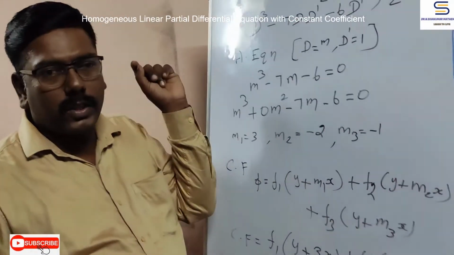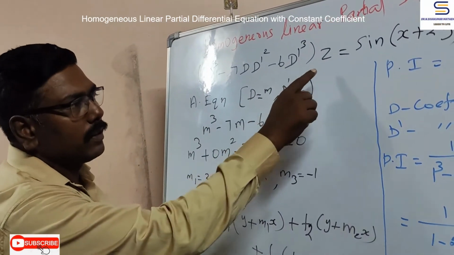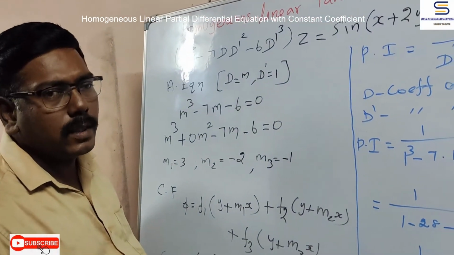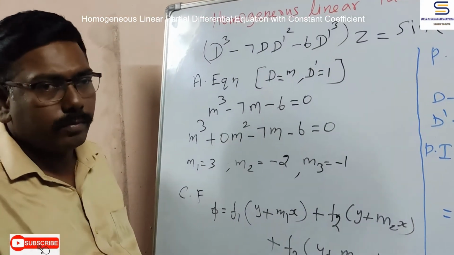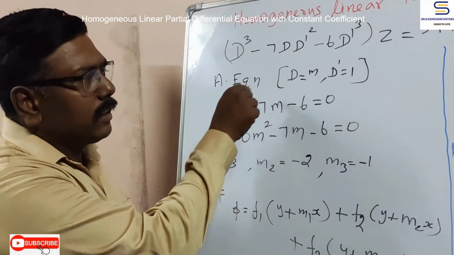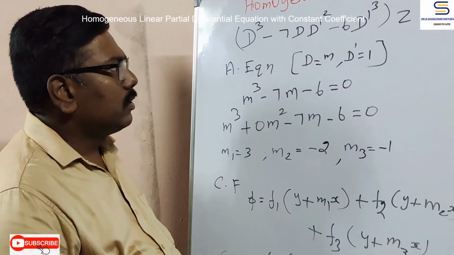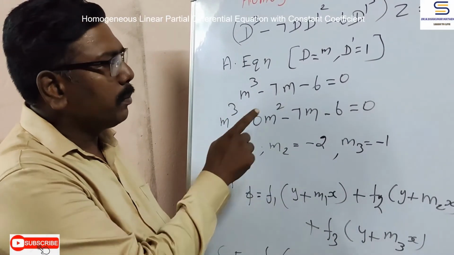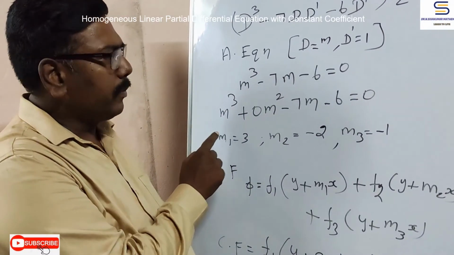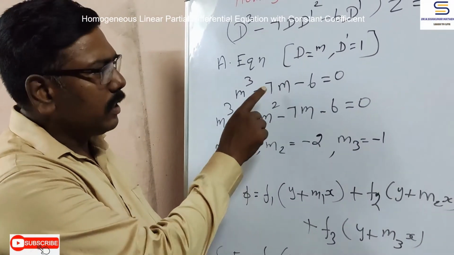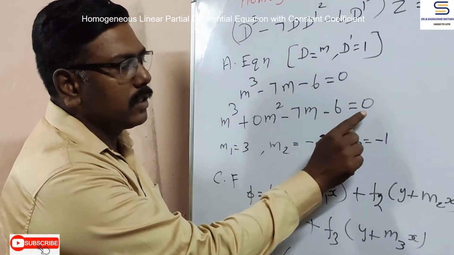Summarize this topic. We have to solve this equation D cube minus 7D D dash square minus 6 D dash cube of z equal to sin of x plus 2y. So the first step, we have to write the auxiliary equation. For that, take D equal to m and D dash equal to 1. So the equation is modified as m cube minus 7m minus 6 equal to 0. It can be written as m cube plus 0 m square, since the m square coefficient is not available here, 0 m square minus 7m minus 6 equal to 0.